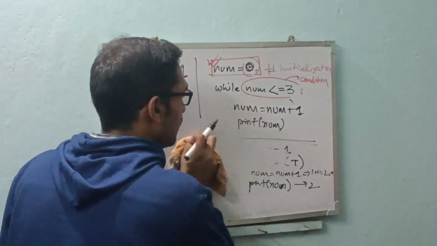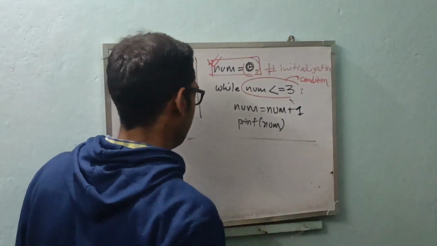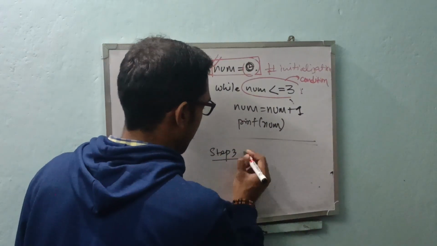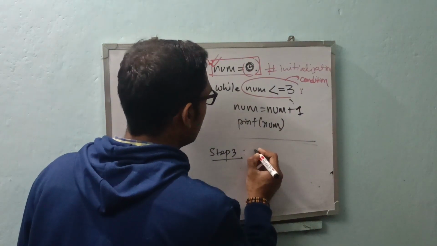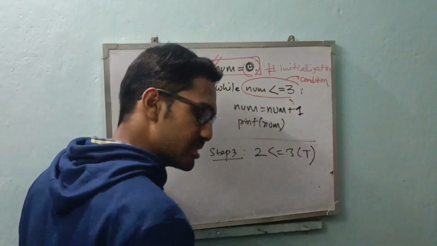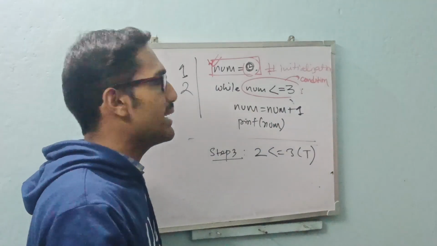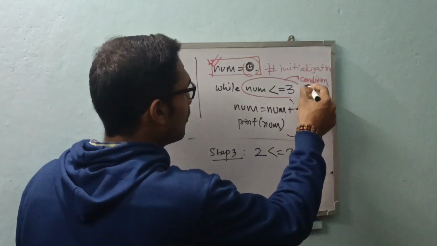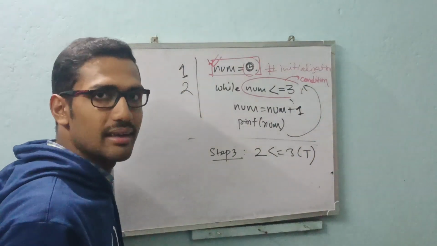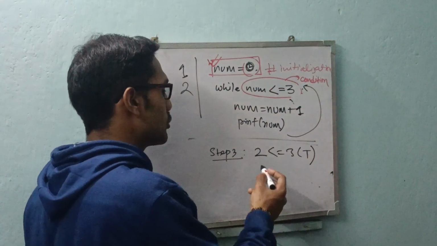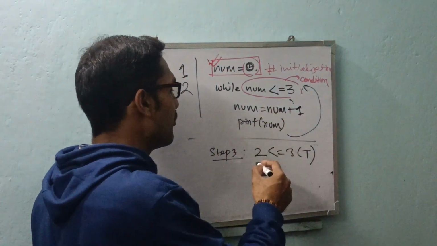Okay, fine. So let's execute the step 3. So the current value of num is 2. Is 2 less than 3? Yes, it's less than 3. So what will happen after the completion of the whole body? It will again move to the condition part with the current value of num. Okay, so 2 is less than equals to 3. Yes, it's true. That's why it will move into the body.